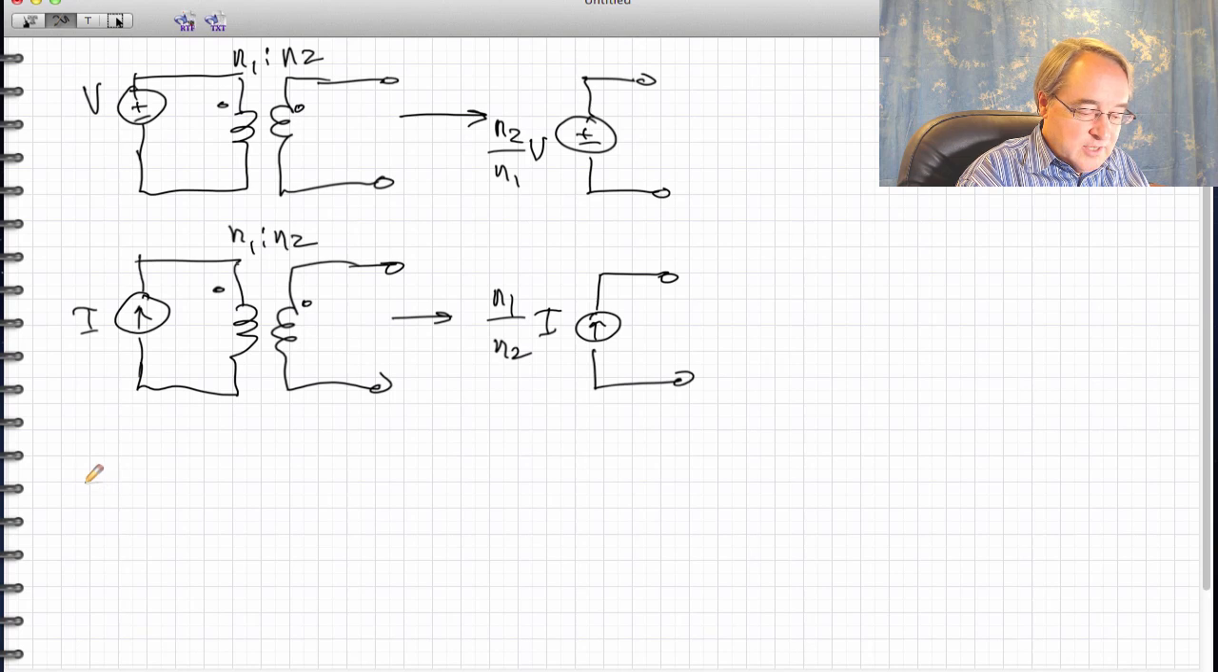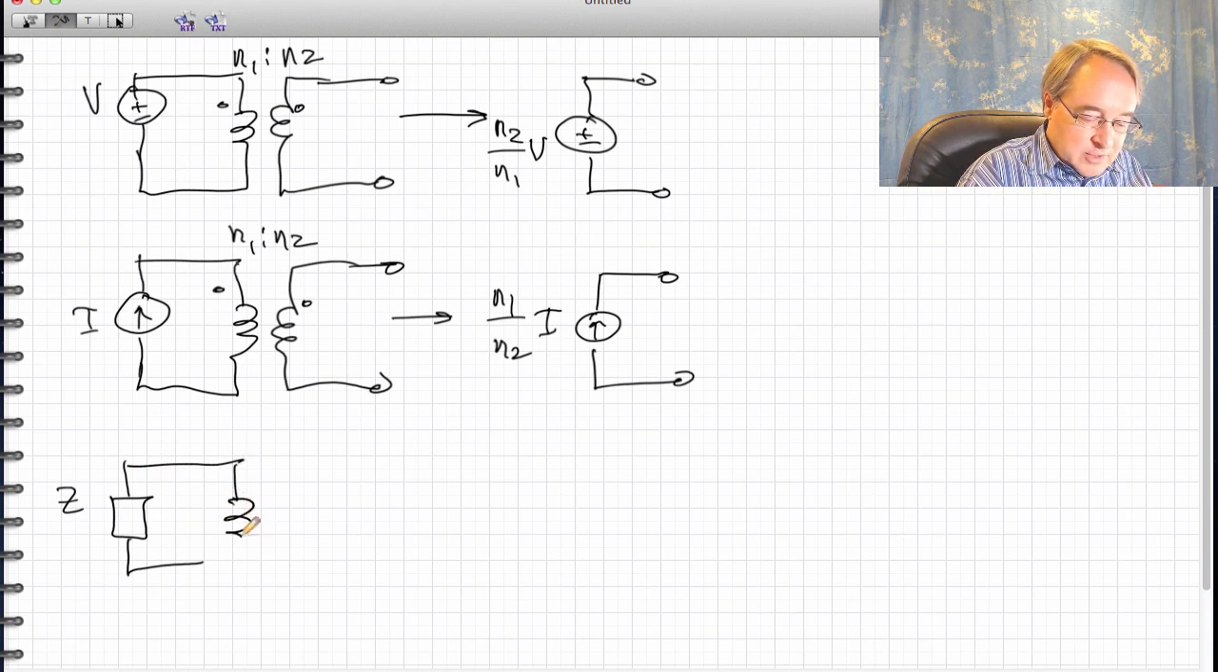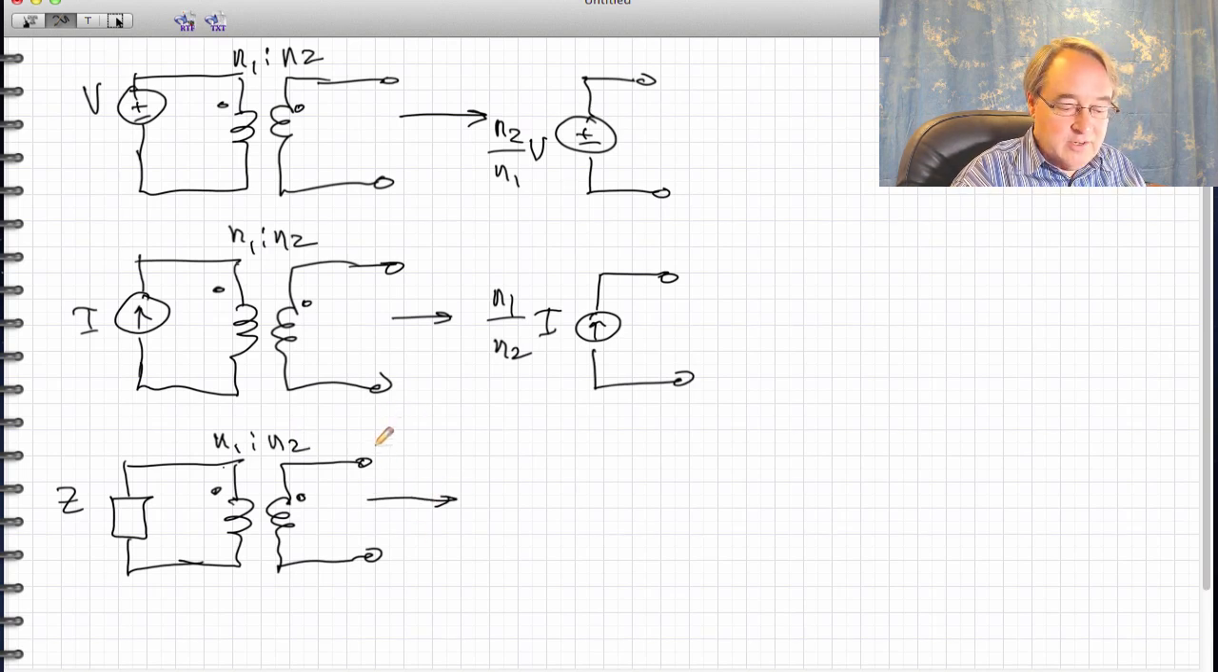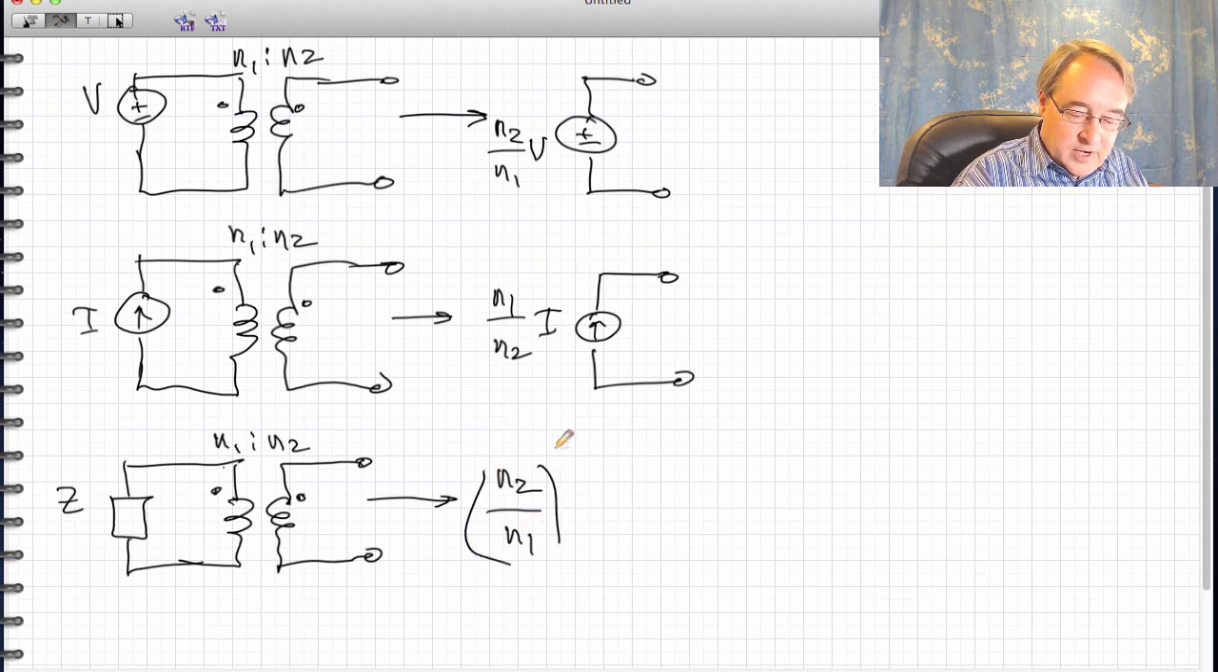And the third manipulation is if we have some impedance, we'll call it Z, and we push that through a transformer, then we effectively see an impedance between the secondary terminals that is the turns ratio squared times Z. So we would get N2 over N1 squared Z as the effective impedance seen between the secondary terminals.